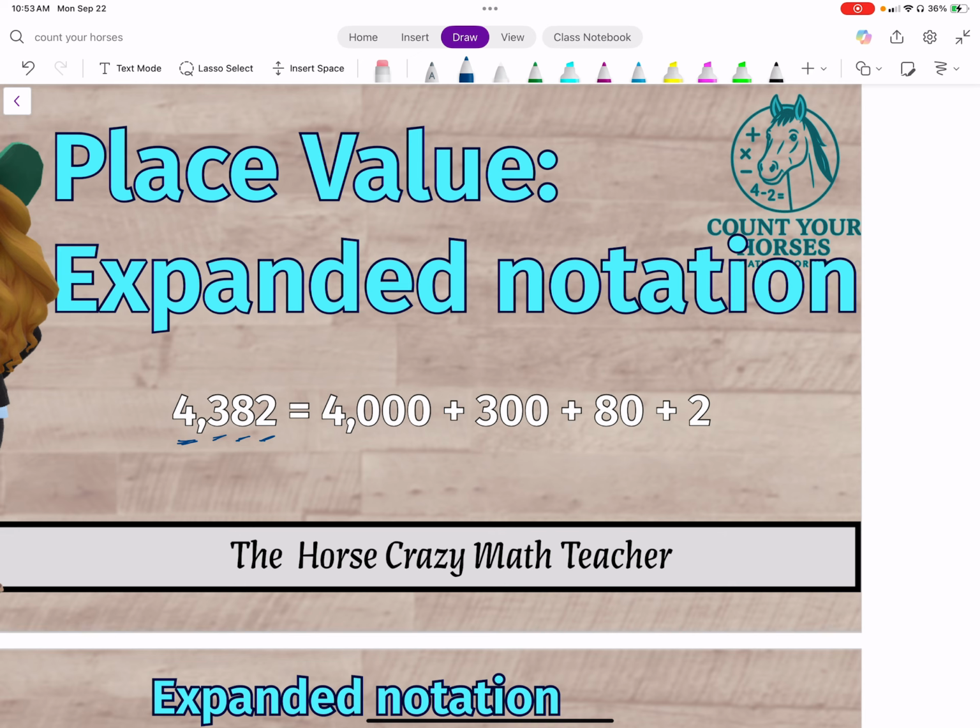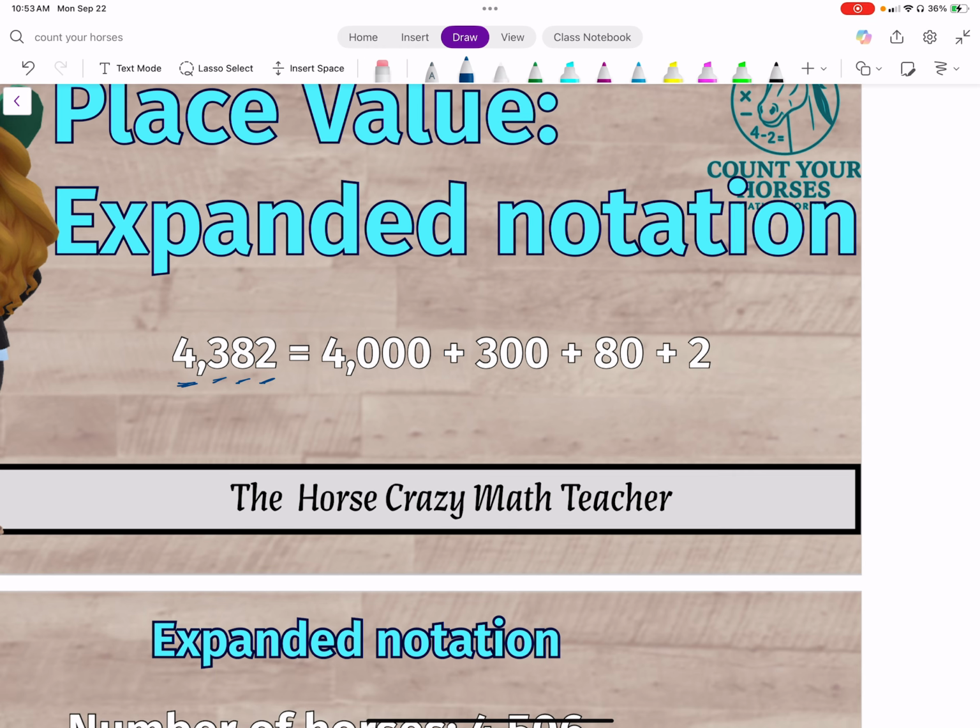But when they ask us to put it in expanded notation, they're wanting us to break up the number and show the value of each place. So if you can read it correctly, usually you can write it correctly. So let's look at examples.